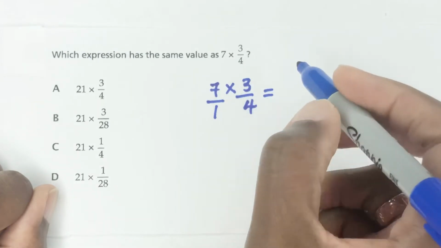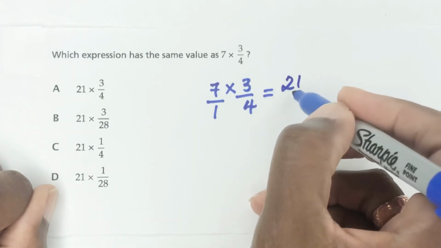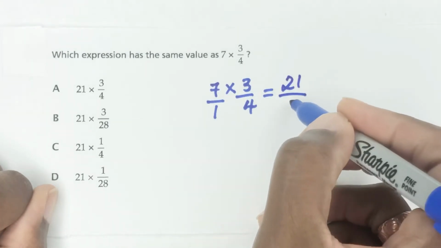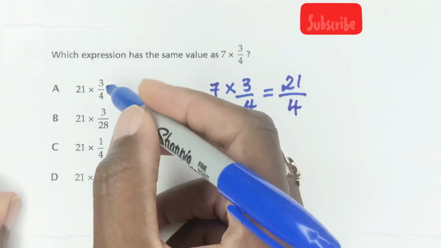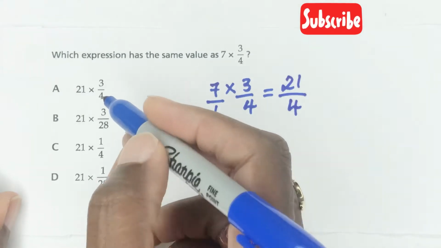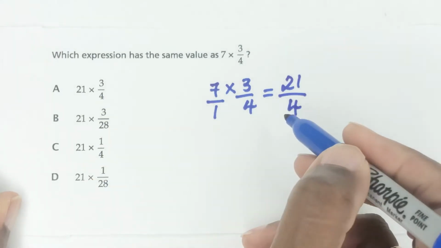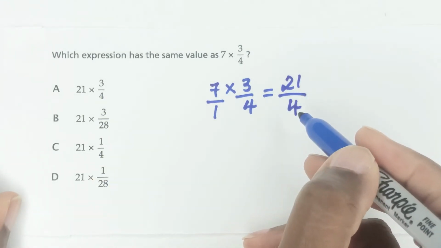So 7 times 3 is going to give us 21. And 1 times 4 is 4. So we're looking for 21/4. Now we have our choices over here. So let's have a look. We're going to have to solve each of them just to see which one matches this answer here.